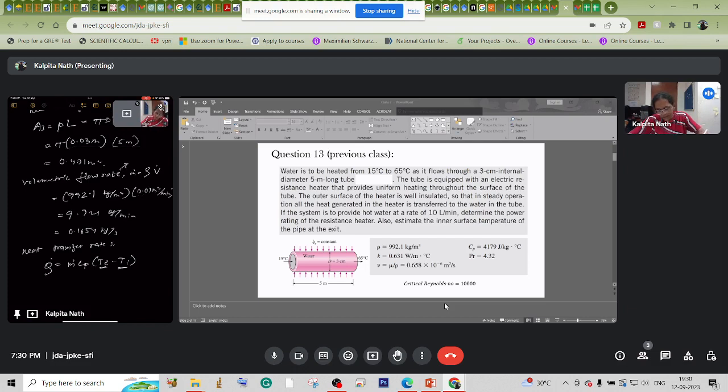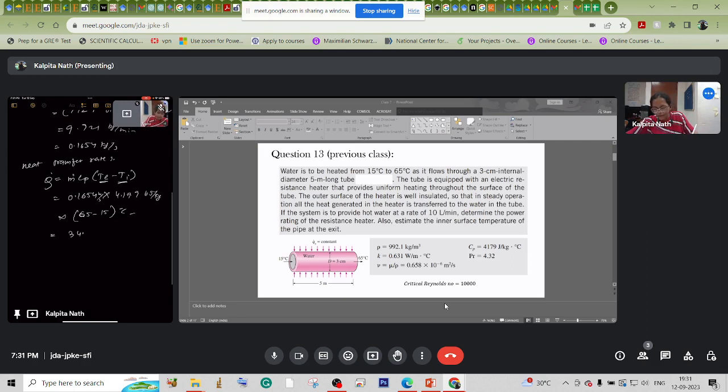The volumetric flow rate is 10 liter per minute, it's given, so it will be 0.01 meter cube per minute, and this is the mass flow rate. Mass flow rate m dot we have already calculated as 0.1654 kg per second, into Cp, which is given as 4.179 kilojoule per kg, into 65 minus 15 degrees Celsius. That is the total heat transferred between the inlet and exit of the water through the pipe. So that is 34.6 kilojoule per second, that will be 34.6 kilowatt.